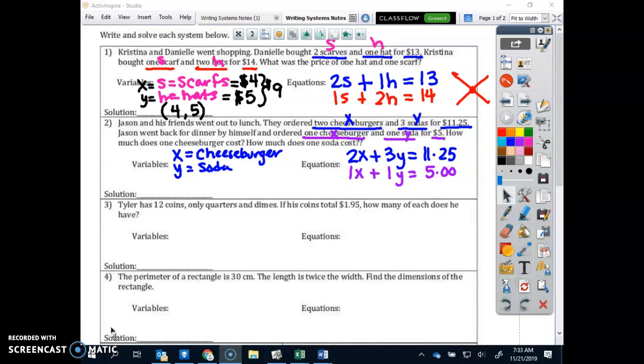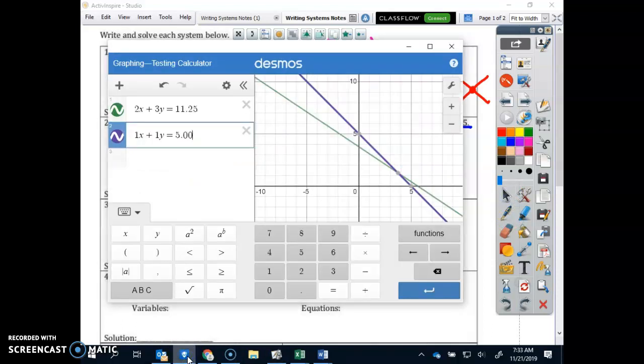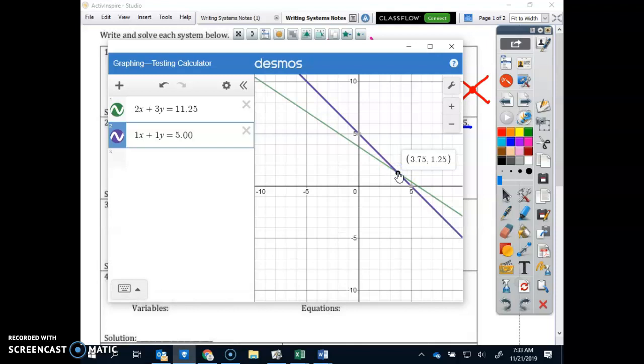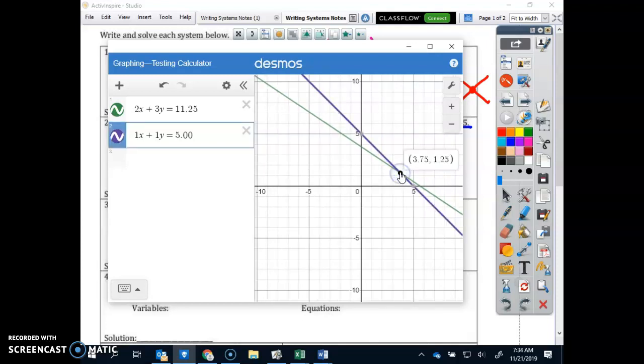Okay, so you should have paused the video and put the equations in decimals. This is what it looks like. Okay, 2x plus 3y equals 11.25, and 1x plus 1y equals $5. My solution is where they cross. And I know these are decimal numbers, but we're talking about money, right? So x is my what? What is x? The cheeseburgers, right? So $3.75 for a cheeseburger. Does that sound about right? Yeah. And then what is this one?